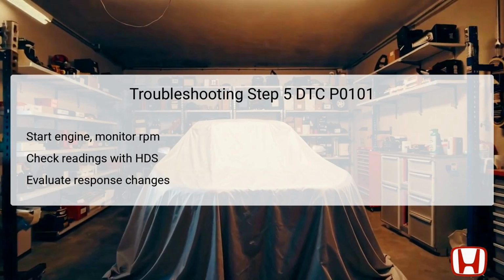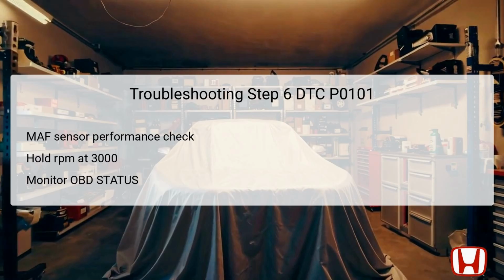If the readings remain static, despite throttle changes, it suggests an issue with the MAF or IAT sensor, prompting you to take necessary actions. This diagnosis is crucial as it directly assesses the sensor's responsiveness, which is vital for accurate air-fuel mixture management. The sixth step involves a practical check of the MAF sensor's performance.